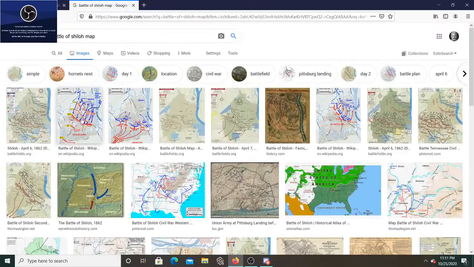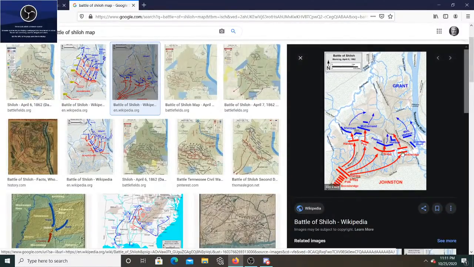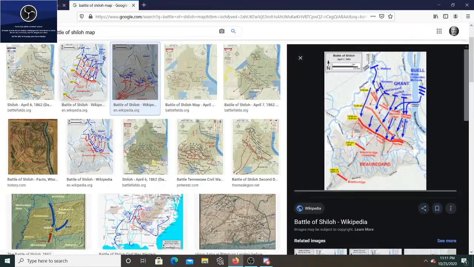One thing to keep in mind about Shiloh before we get any closer, though: there's some recent research that shows the losses at Shiloh are probably heavier than reported. And that's generally true of the Civil War anyway. When you see these losses, don't take these as hard numbers. You should really be rounding up and down.